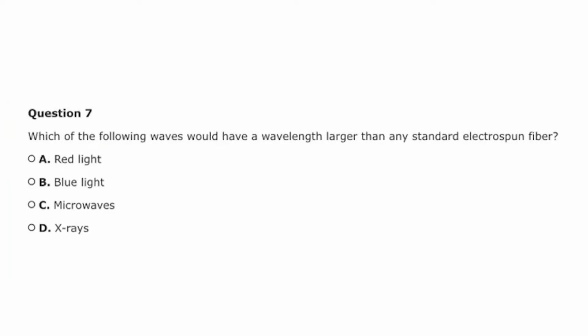Not to say this question is easy, but I think this question implies that you have to figure out the diameter of an electrospun fiber and then have all of the wavelengths of all of these forms of light memorized. But remember that the MCAT's a multiple choice test, so only one of these answer choices can even be correct. Which means we can actually just rephrase this question as, which of the following waves has the largest wavelength? Because if there were two that had a wavelength larger than an electrospun fiber, both of them can't be right.